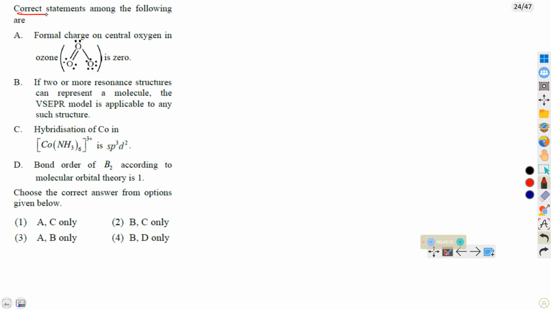Correct statements among the following. Formal charge. How to calculate formal charge? Formal charge is equal to group number minus number of lone pair of electrons minus 1 by 2 into number of bond pair of electrons.